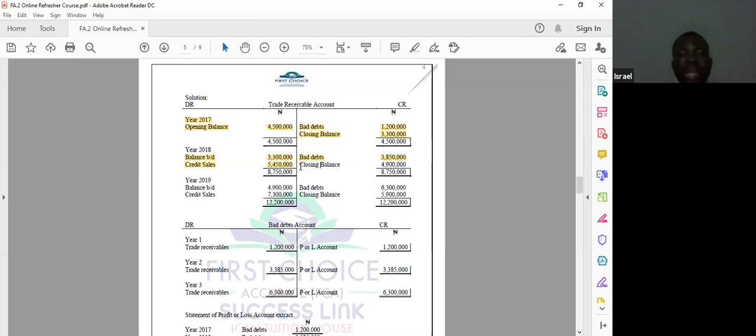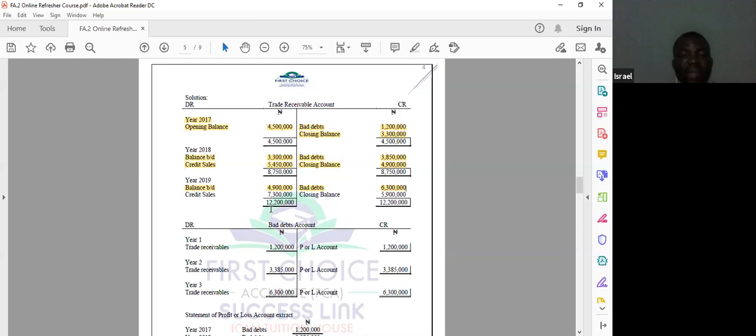It means that at the end of 2018, the total amount of my receivables is 4.9. So I come here and I put 4.9 as well. I put my balance brought down as 4.9. Then if that's the case, what's my bad debt? As given in the question, I have it to be 6.3.